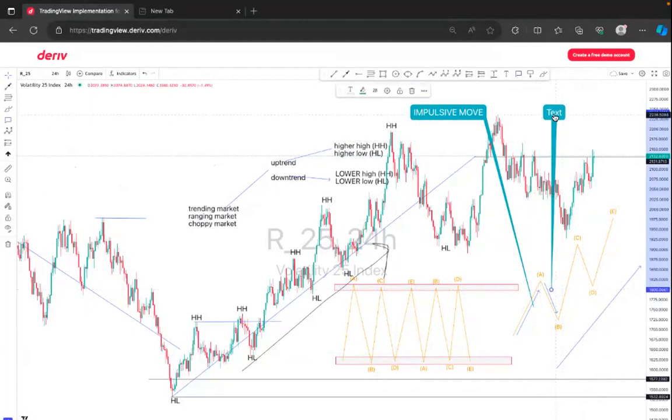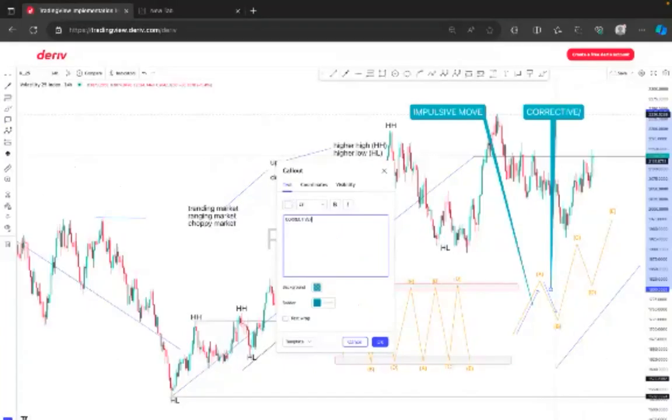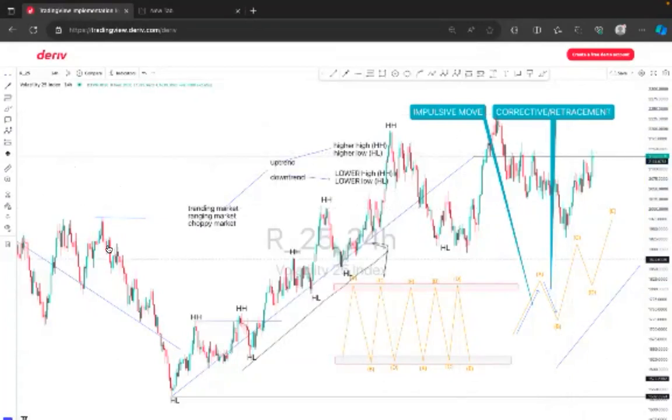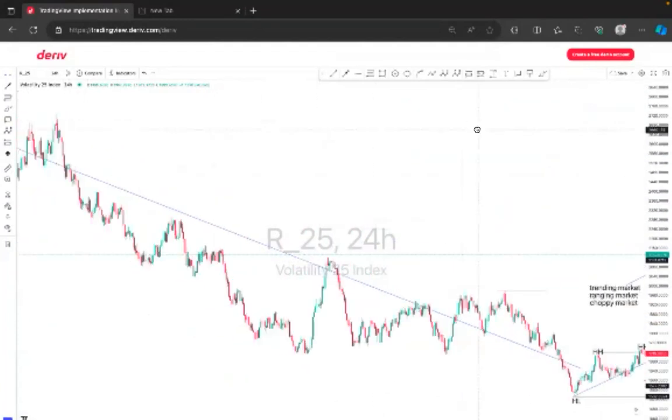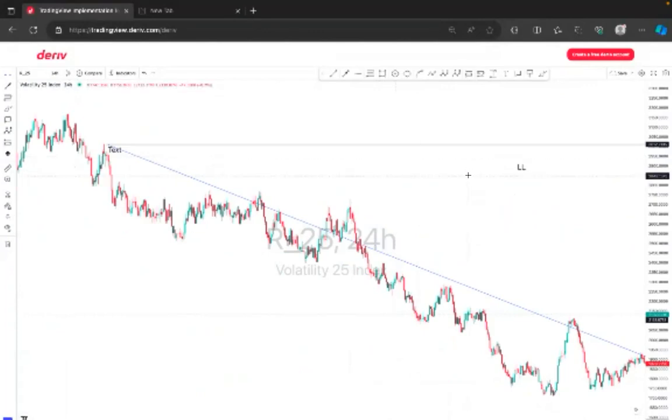So now this will be what? This will be corrective movement or retrace. Let's go back to our example of downtrend.